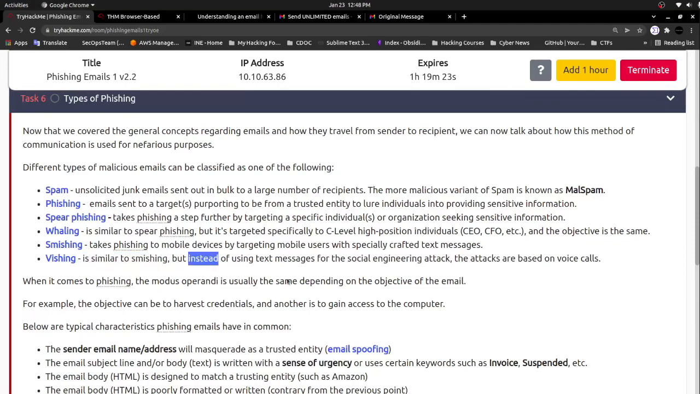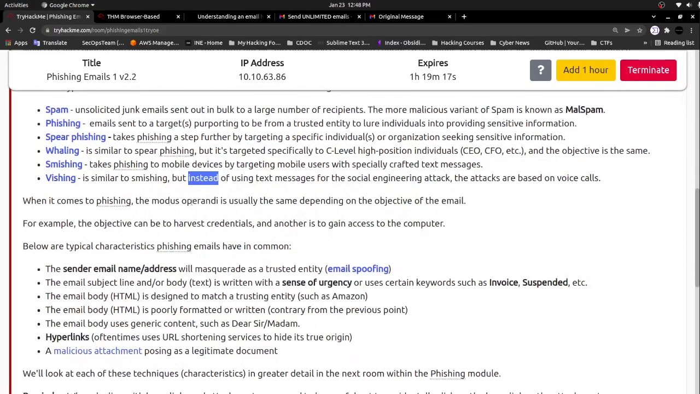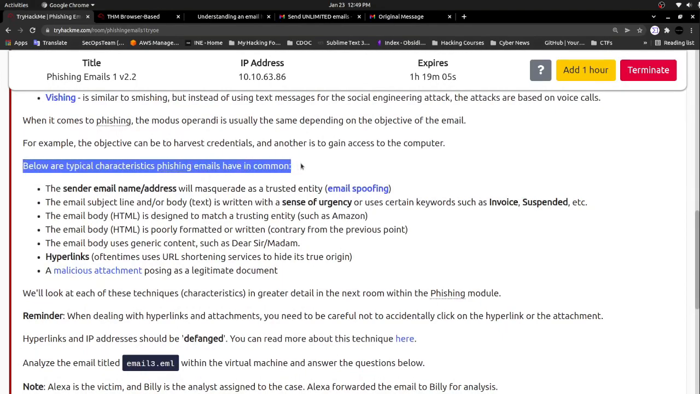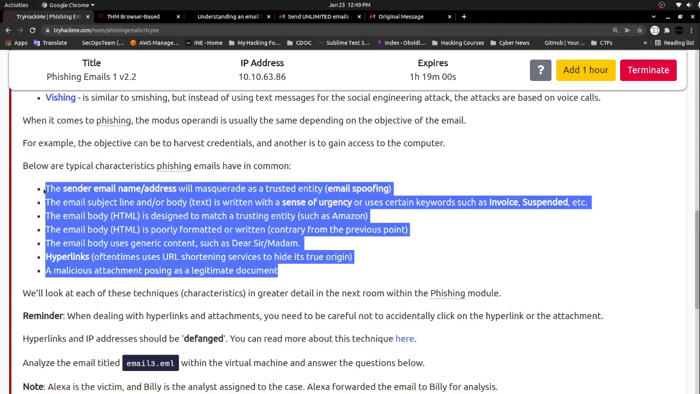And spear phishing. How does phishing differ from spear phishing? Spear phishing takes phishing a step further by targeting a specific individual or organization. The intention is the same: to gain sensitive info. And let's see what whaling is. Whaling is similar to spear phishing, but they target the topmost individuals, like the head of the organization. In that case, it becomes whaling.